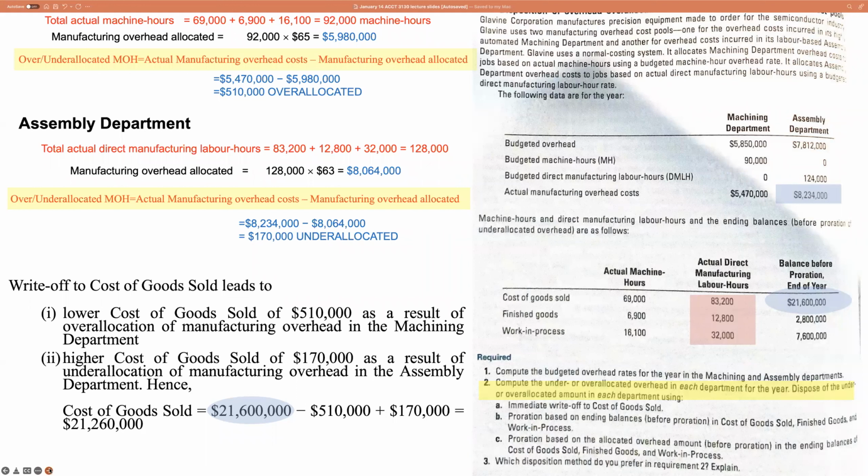So is this question number 2, right? So we are done with question number 2A.